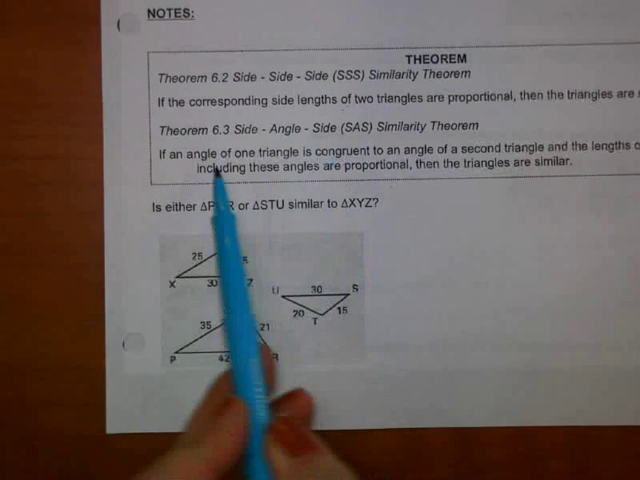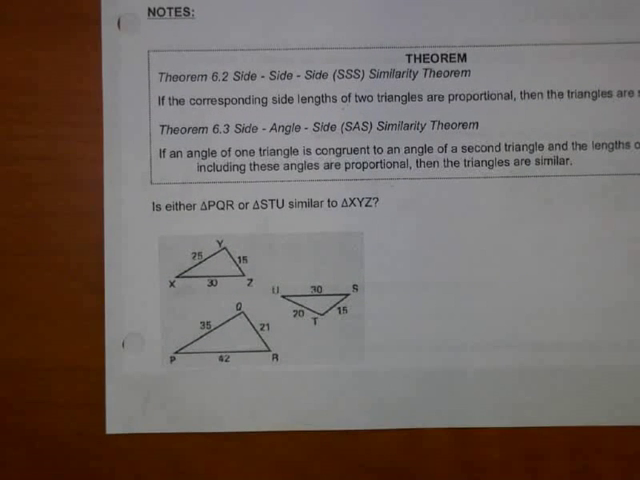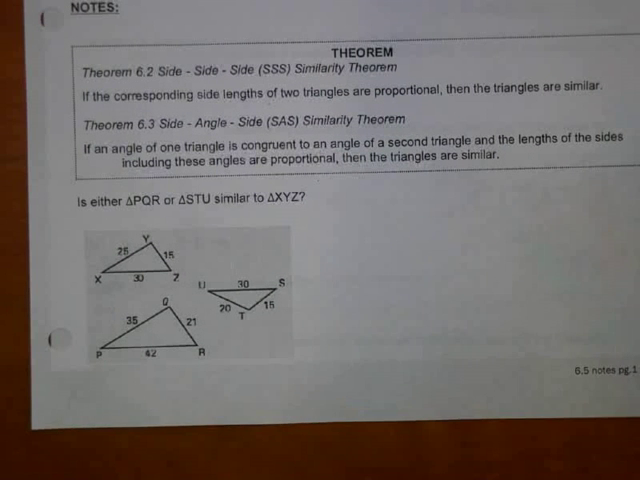Side angle side. If the angle of one triangle is congruent to an angle of a second triangle, and the lengths of the sides that include that angle are proportional, then the triangles are similar. So you'll see what I mean when we do this.